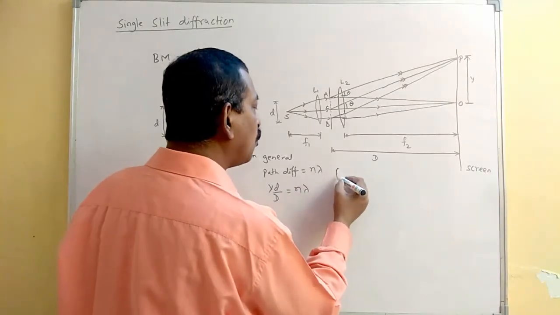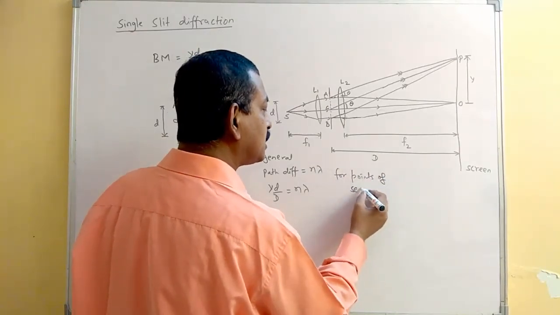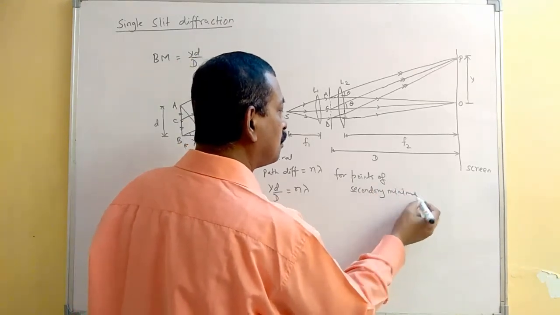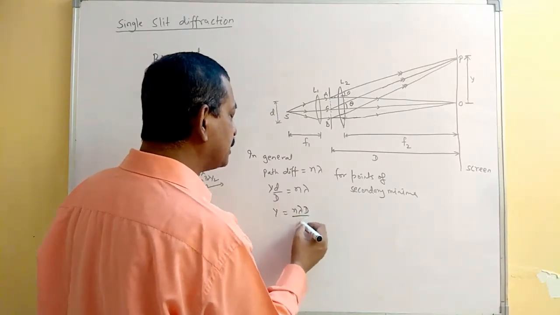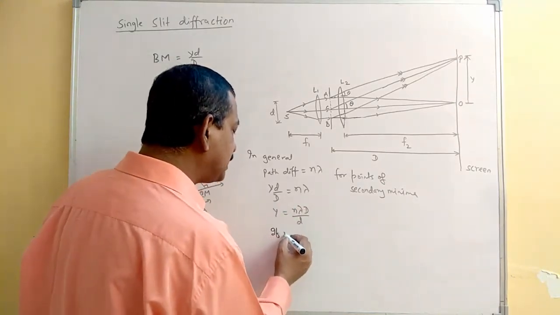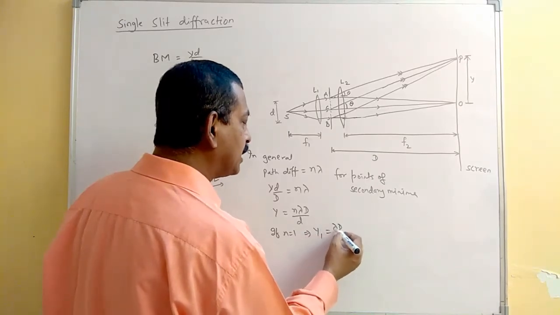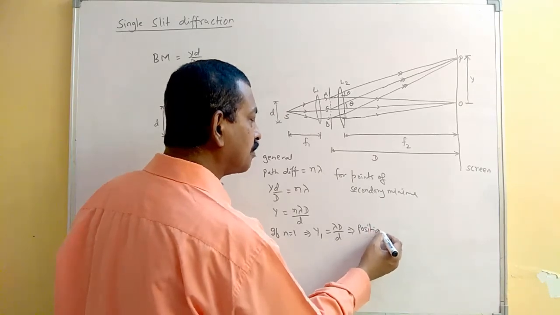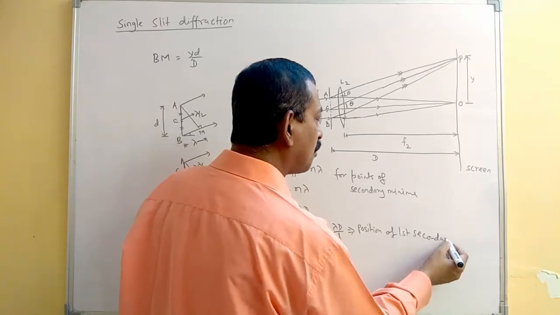This is there for points of secondary minima. So y, what you will get? You will get n lambda D by d. So what we take, if n is equal to 1, y1 will be your lambda D by d. This is your position of first secondary minima.